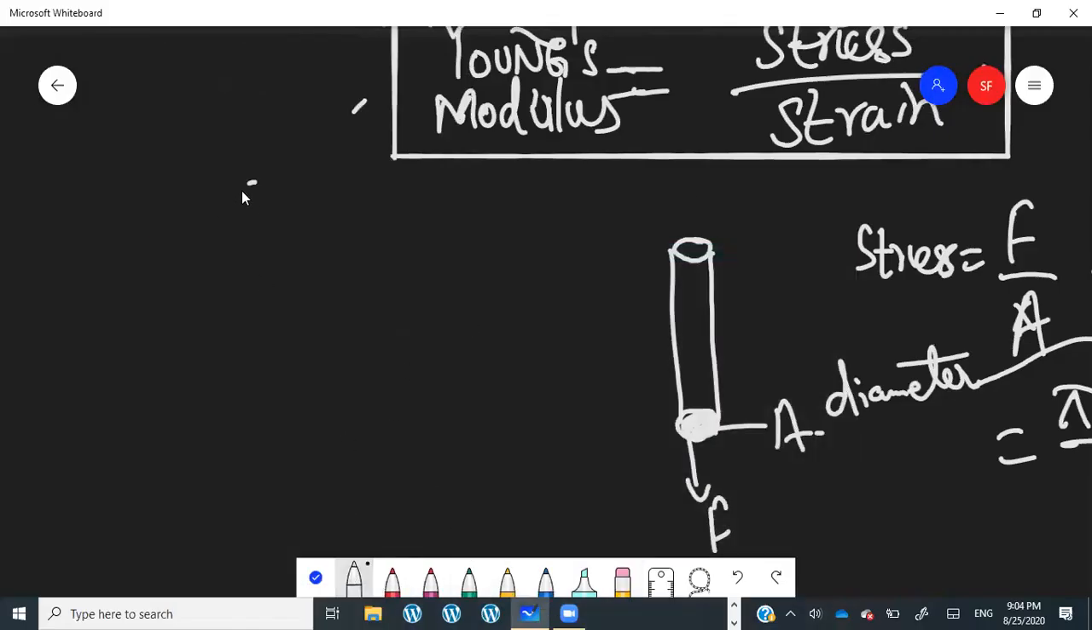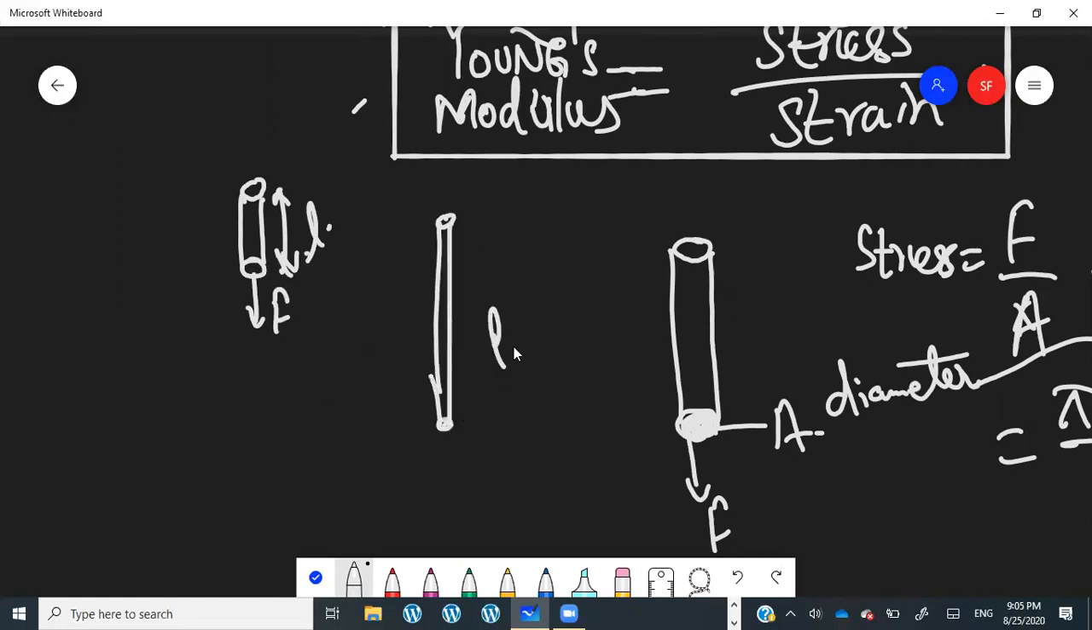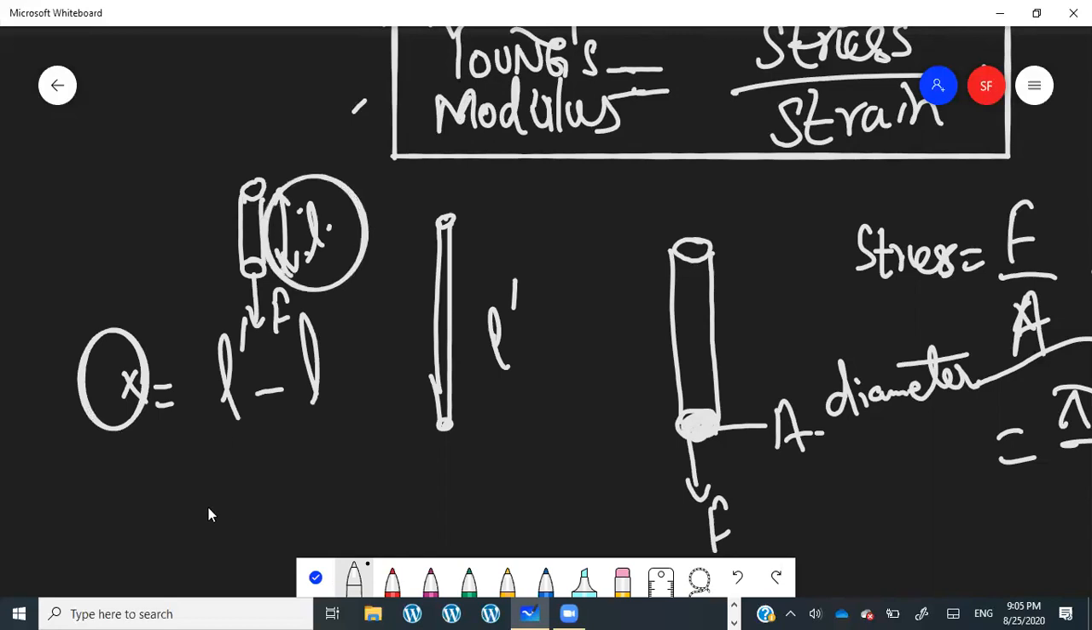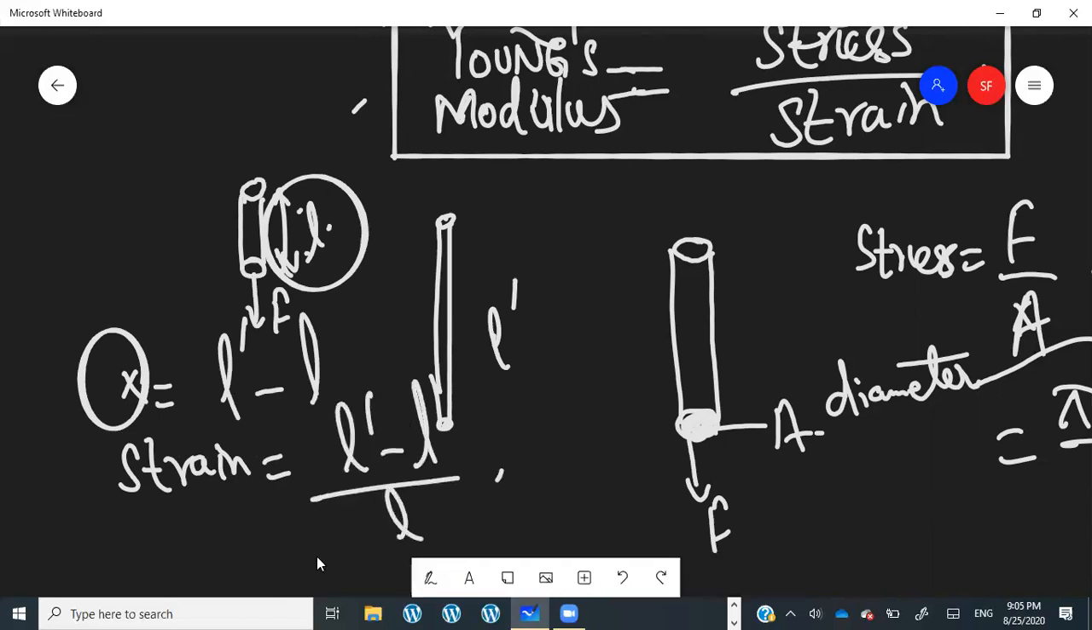Now, apart from this, if you talk about the extension of a wire, if you have the same wire and its original length was L, and now after applying some force on it, the length becomes, let's assume, L prime. What's going to be the extension? It's going to be L prime minus L. The original length was L. If I ask you to calculate the strain, it's going to be the extension, which is L prime minus L, divided by the original length, which is L.